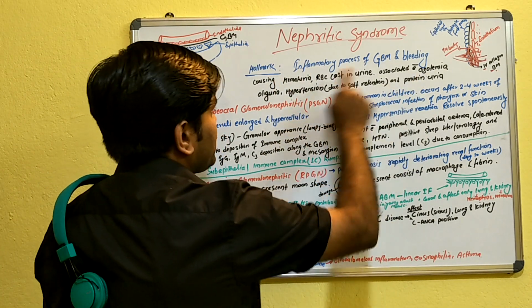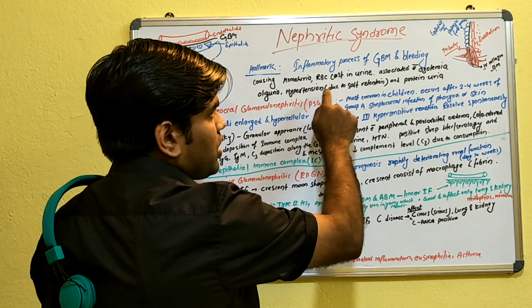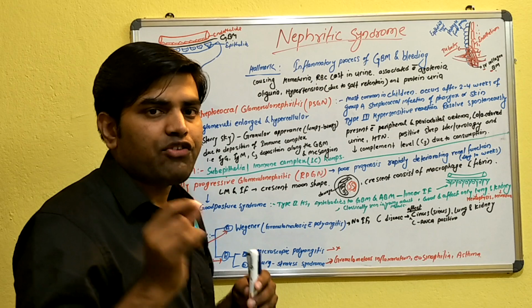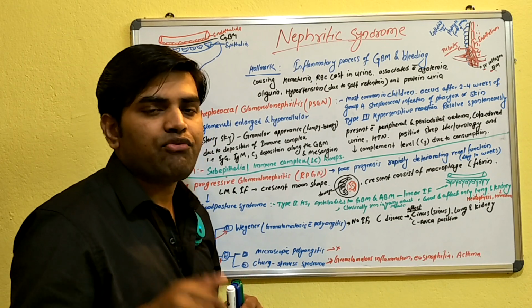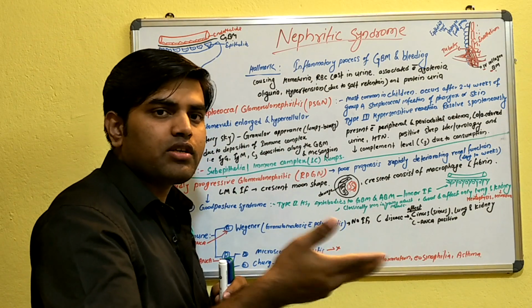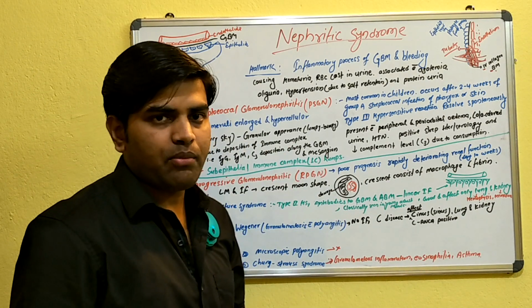Then there will be associated azotemia, oliguria, hypertension due to salt retention, and proteinuria. The proteinuria will be there, but it will be subnephrotic, that is less than 3.5 grams per day. You have to understand that, in contrast with nephrotic syndrome, where it is more than 3.5 grams per day.